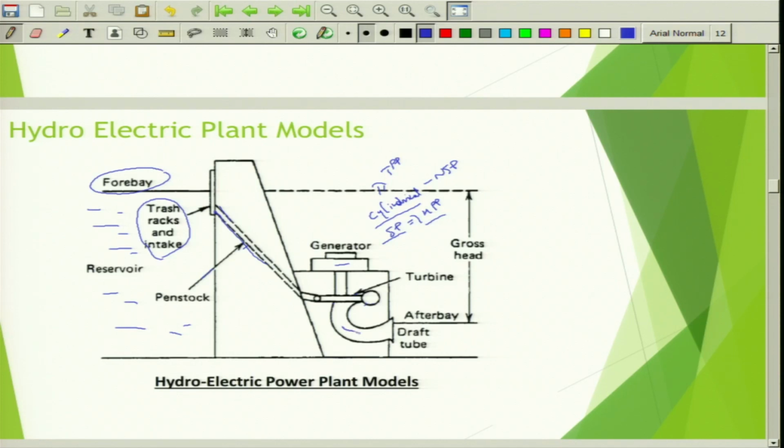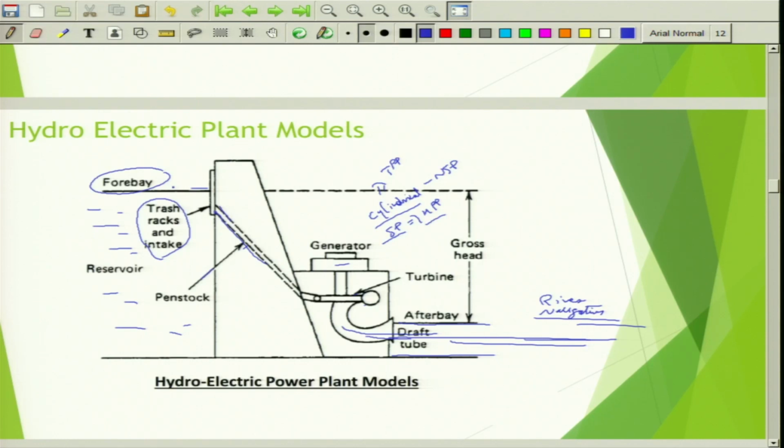Now the water is left out to the afterbay. There is a draft tube, and it will complete its part. Now the river navigation, it will join the river basically, right? It will join the river bed. So you see here there is a gross head, that means there is a downstream water bed and there is a reservoir. Actually the kinetic energy depends upon the potential energy height difference, right?